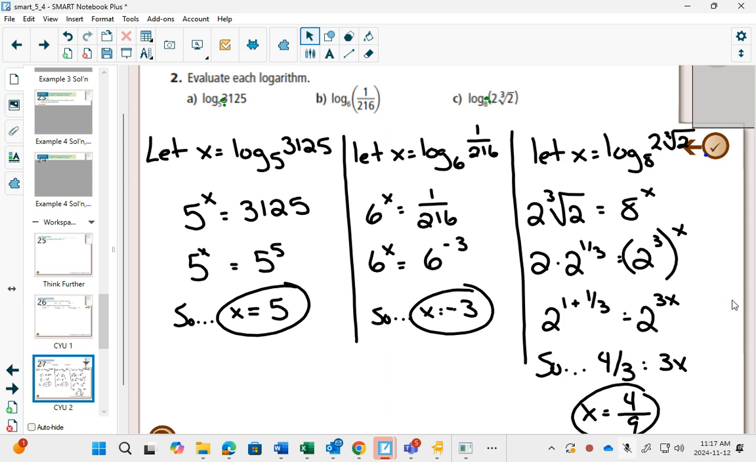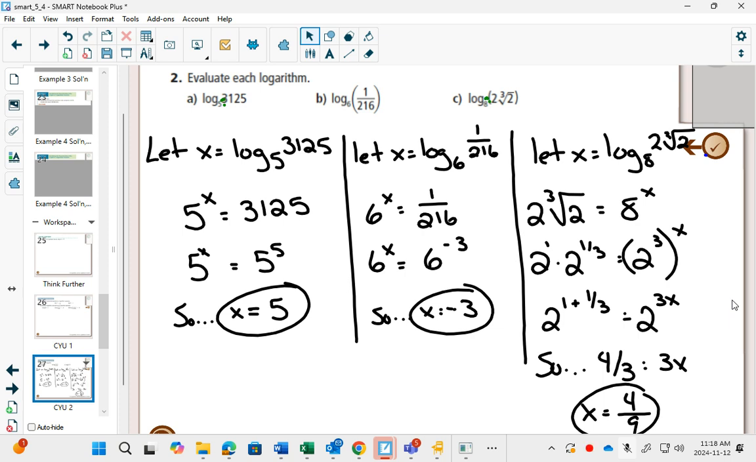And the last one, we have to use a lot of exponent rules. Again, looking at your powers chart, 8 is a power of 2, so we can change everything to a base of 2. A cube root, you can change to a 1/3. And then, right, exponent law of 2 powers with the same base, you can add the exponents. So 1 plus 1/3 is 4/3. That would equal 3x. And then solving for x, you get 4/9.